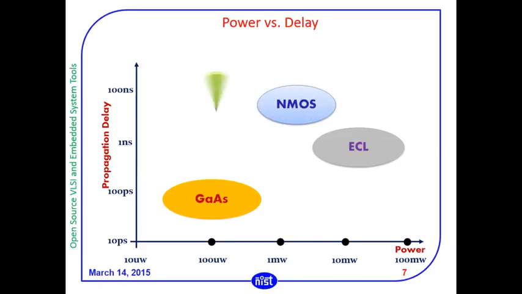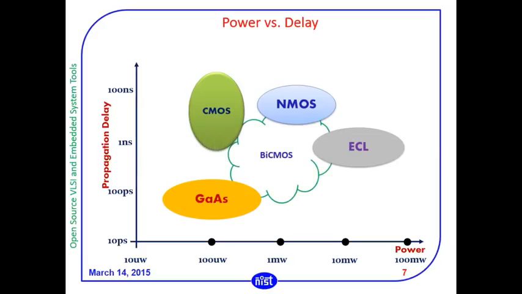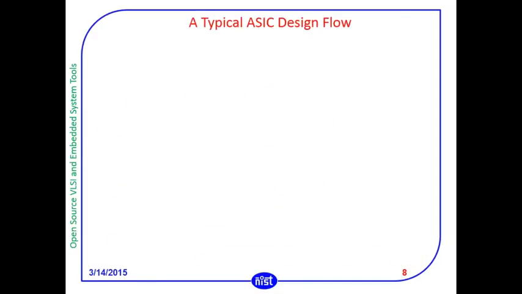NMOS, ECL, CMOS, BiCMOS. So for different technologies, if we look at power and delay, basically we will get it like this. But to compromise and to have standard methods, basically we have used the CMOS technology, though gallium arsenide is a better technology. And this is a typical ASIC design flow. ASIC means application specific integrated circuits.